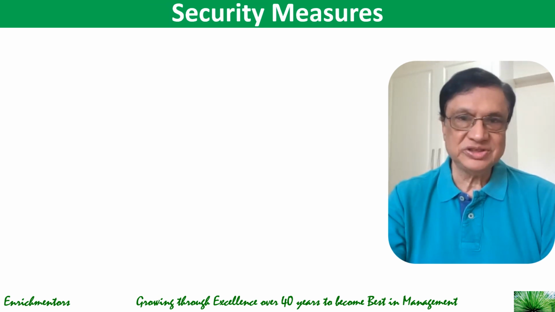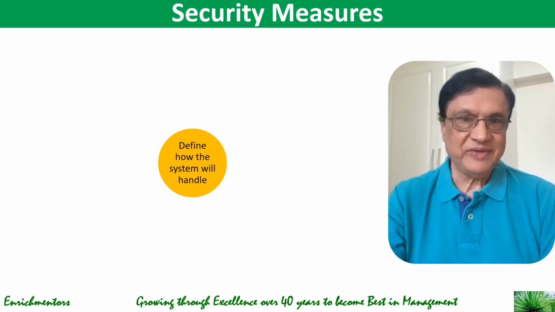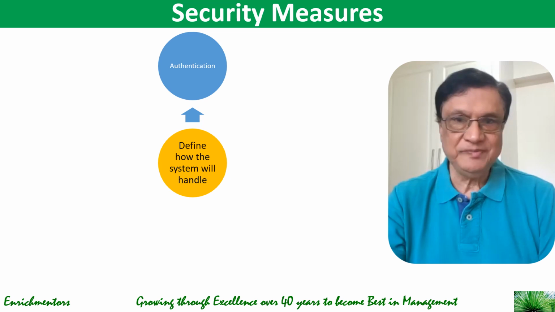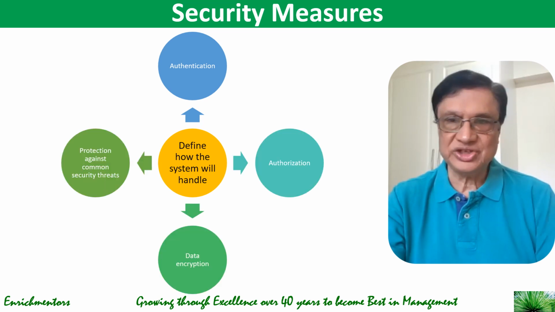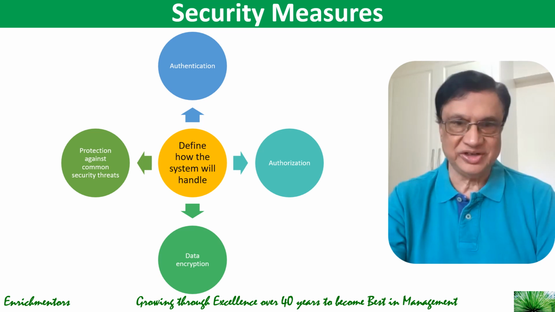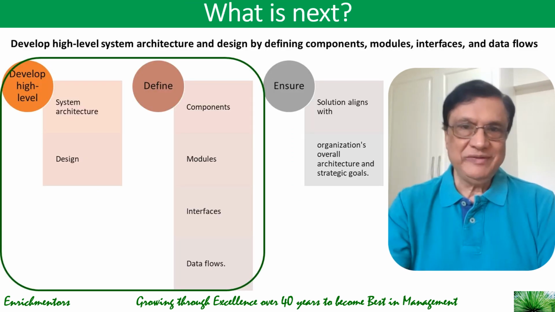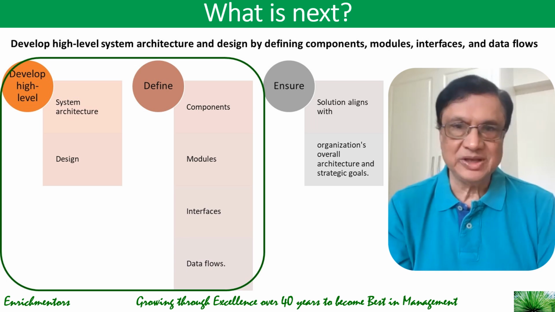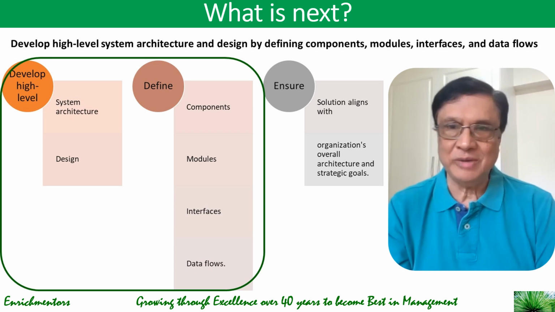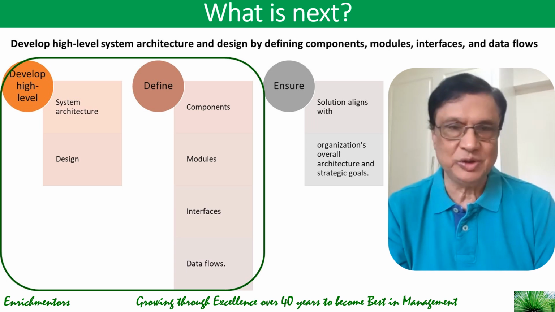Integrate security measures into the architecture. Define how the system will handle three things: authentication, authorization, data encryption, and protection against the common security threats. So four things. So define how your system will handle these things in a design stage, in this system design stage. So having looked at how to design high-level architecture and system, and we looked at how to define components, module interfaces, and data flows, what do we do next?